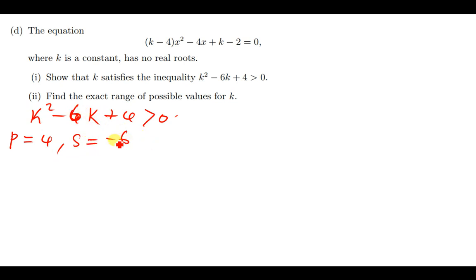Once you do that, you find the factors. So two numbers that we can multiply to give us 4, and when we add those two numbers, they will give us negative 6.